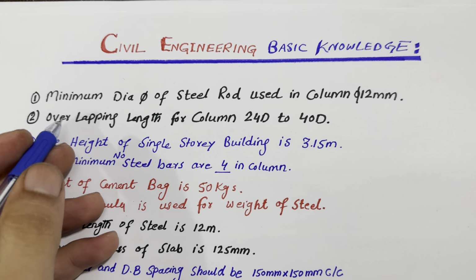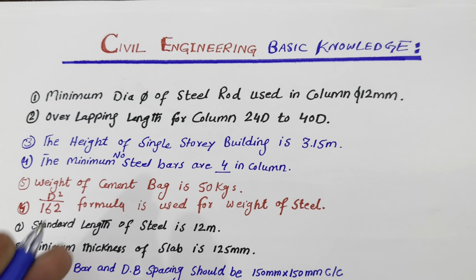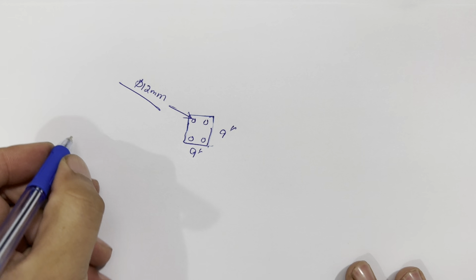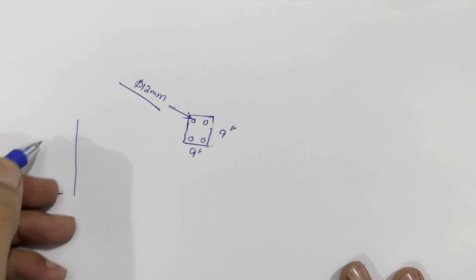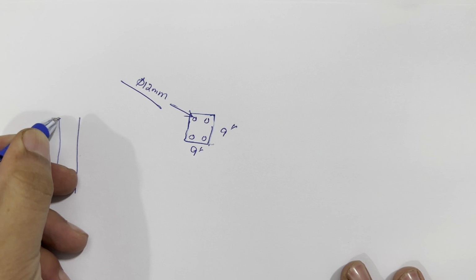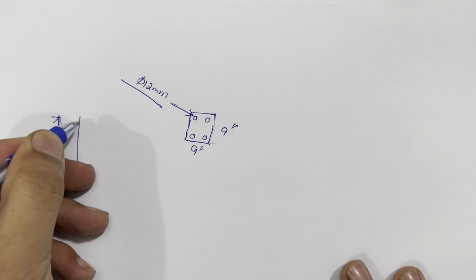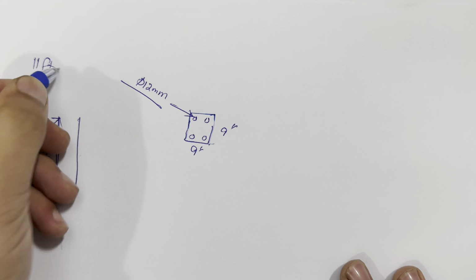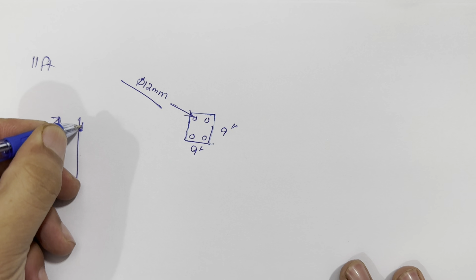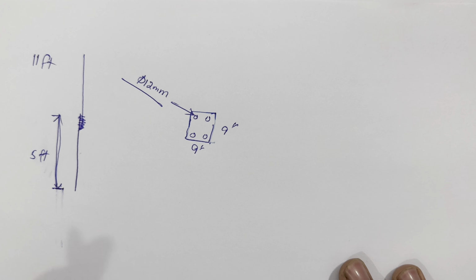Next one is, guys, the overlapping length for a column: 24D to 40D. Now what is lapping, guys? You can see here, this is a longitudinal bar in the column, and this is the other. For example, this is a 5 feet steel rod, a longitudinal rod. When we go up to about 11 feet height, we overlap one steel rod onto another one, so this is called overlapping, right? This is called overlapping length, or lapping length, you can say.